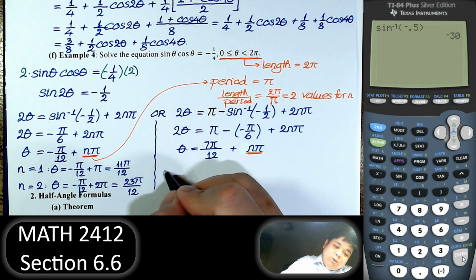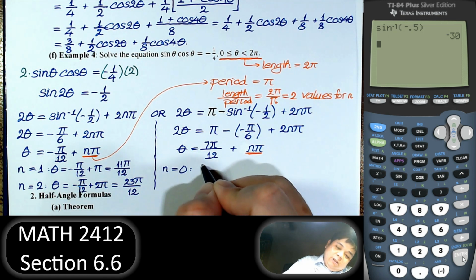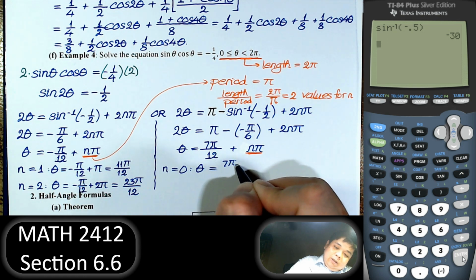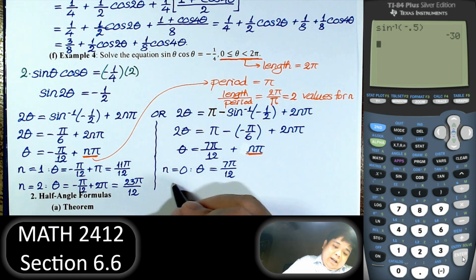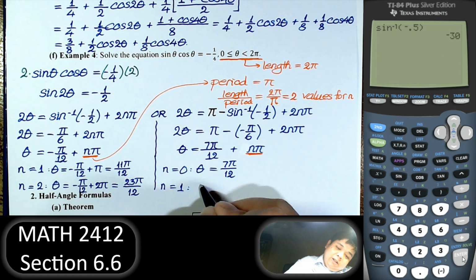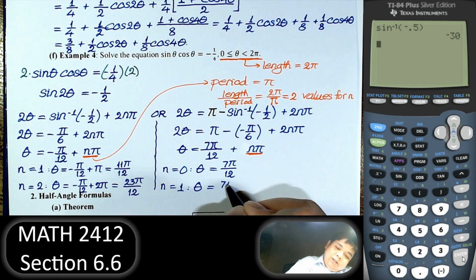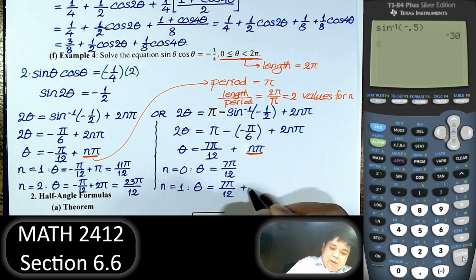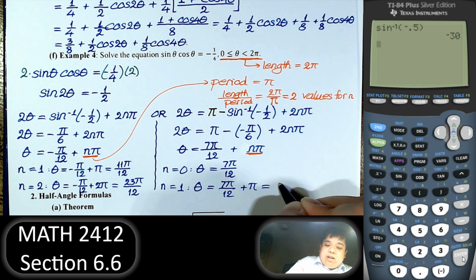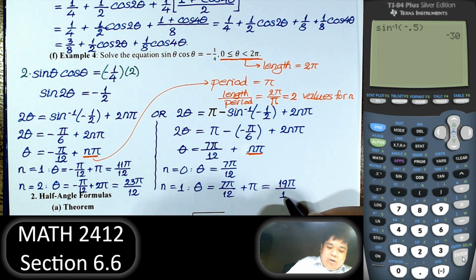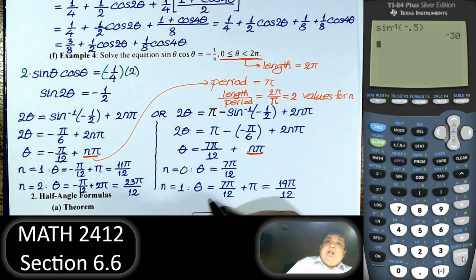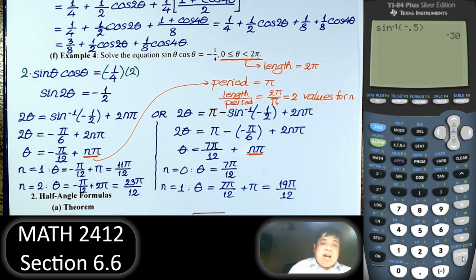Right, here we can choose n equal to 0, and then n equal to 1. That gives us 19 pi over 12. 12 at the bottom, 12 and 7, that gives us 19. Right, so we have those 4 solutions.